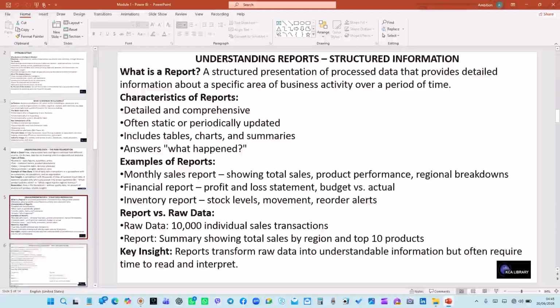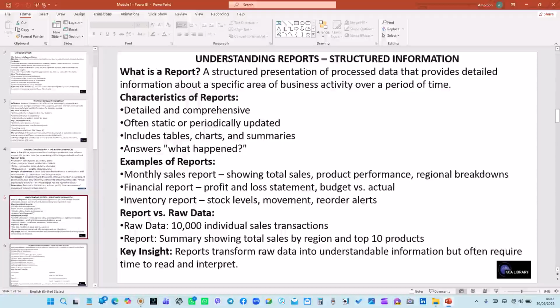Let us look at understanding reports, that is structured information. What is a report? A report is a structured presentation of processed data that provides detailed information about specific areas of business activity over a period of time. Characteristics of reports include: it is detailed and comprehensive. Reports are often static and periodically updated. Reports may include tables, charts, and summaries. It answers what happened. Examples of reports include monthly sales report, financial report, and inventory report.